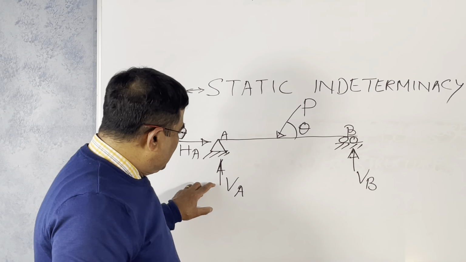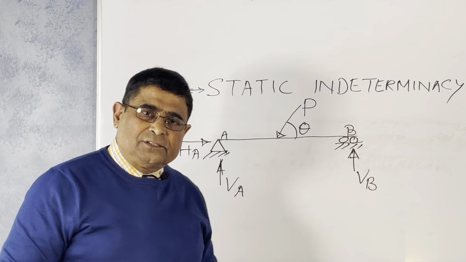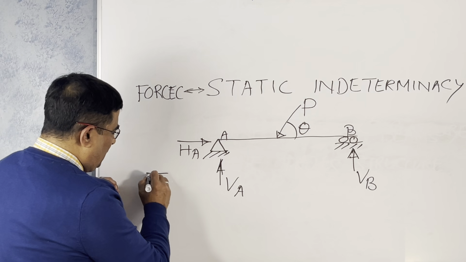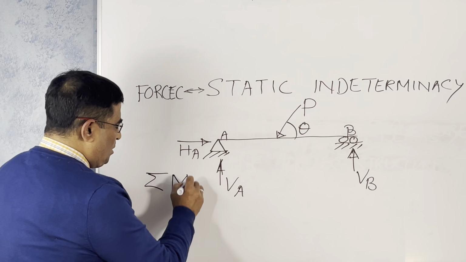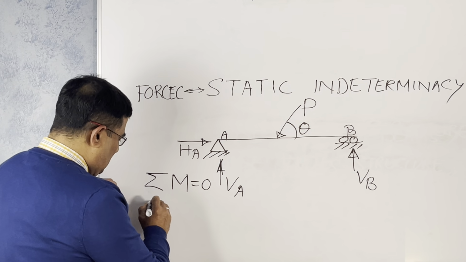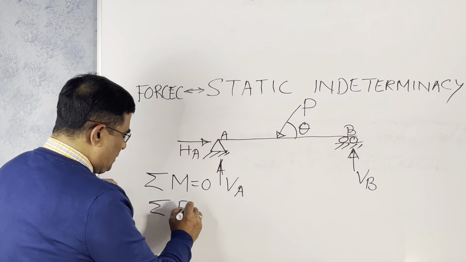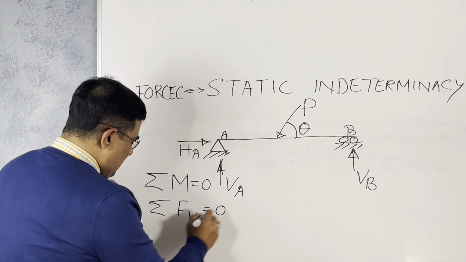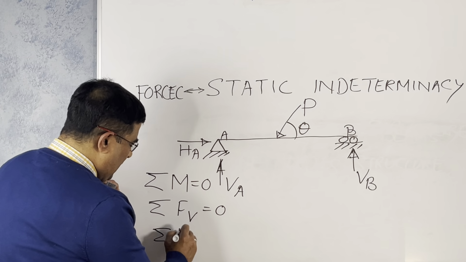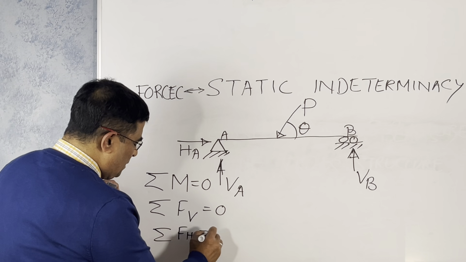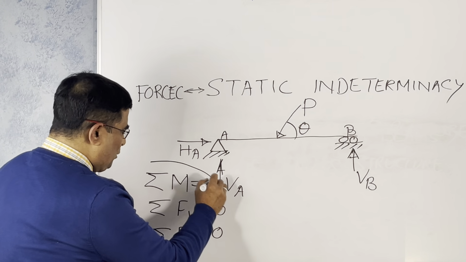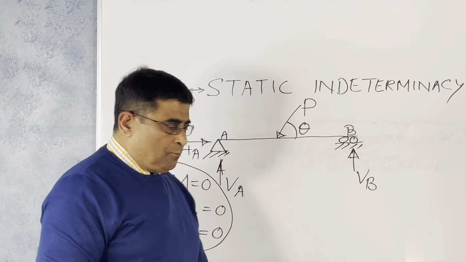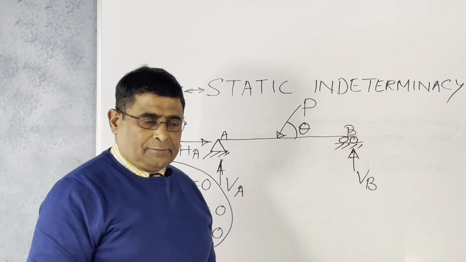Why can you find the three reactions? That is because we have three equations: summation of M equals 0, summation of F_V equals 0, and summation of F_H equals 0. These are the three equilibrium equations we have for a plane frame or plane structure.